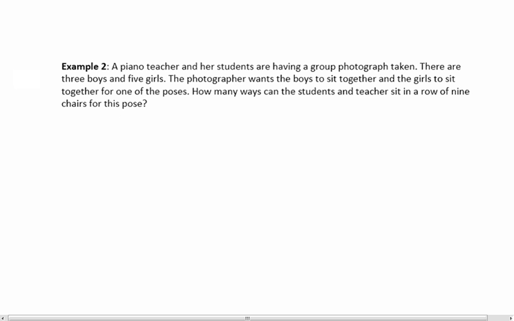A piano teacher and her students are having a group photo taken. There are 3 boys and 5 girls, and the piano teacher. There's a total of 9 people in this photo. The photographer wants the boys to sit together and the girls to sit together for one of the poses. How many ways can the students and teacher sit in a row of 9 chairs for these poses? Now, first off, we need to establish, does order matter here? Okay, order does matter.